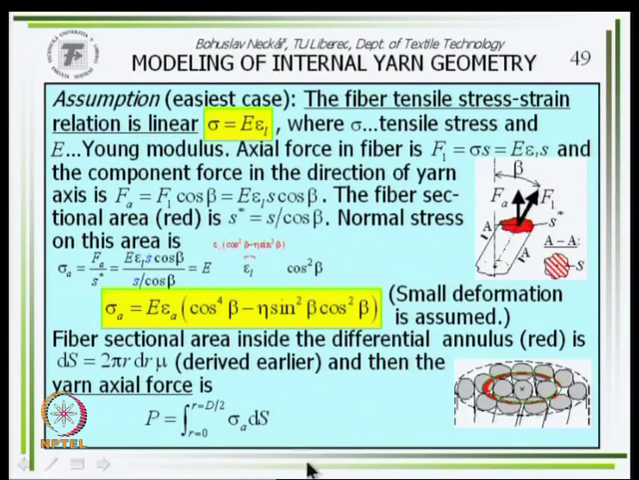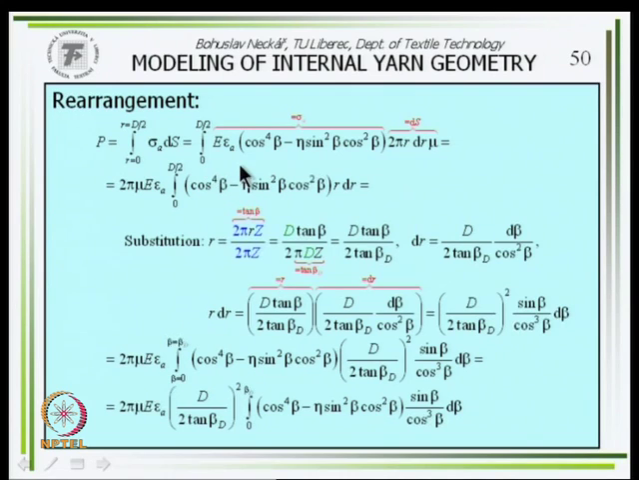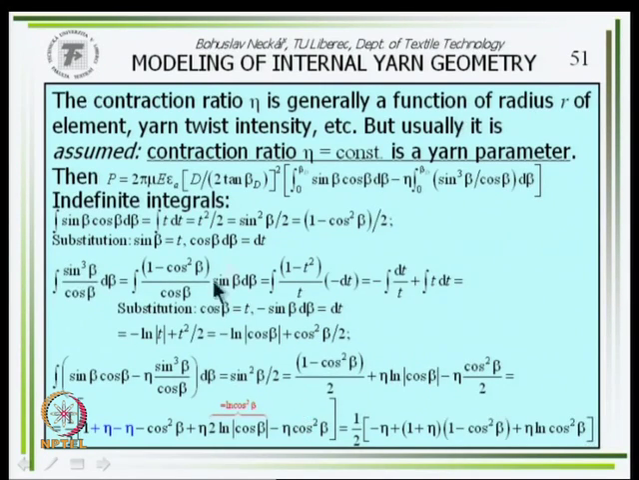Yes, and now back to our scheme which we used for the number of fibers in the yarn cross section. We know that in the elemental annulus, the area of fibers is dS. Yes, it was derived. Now the stress sigma A is given by this equation, so that we can integrate. We can say what is the total axial force as a sum from all areas of fiber sections. It is shown here. All other is substitution, only one substitution, rearranging.